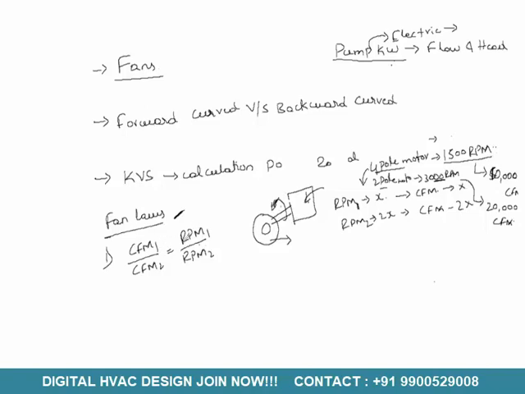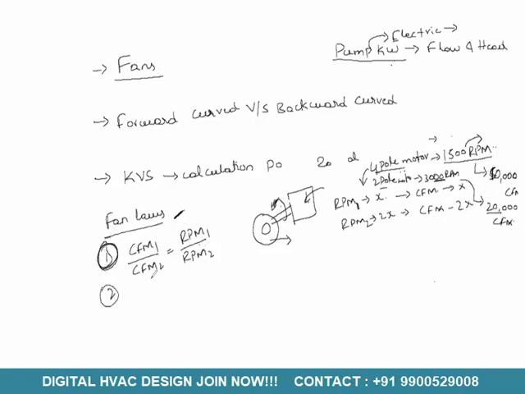Sir, what is 20,000? I didn't get you, sir. For example, a 4-pole motor has the capacity to push 10,000 CFM of air. If I replace the same motor with a 2-pole, or increase the speed of the motor by 2 times, then the flow also will be doubled. When the RPM increases, flow also increases. That is what the first law says.